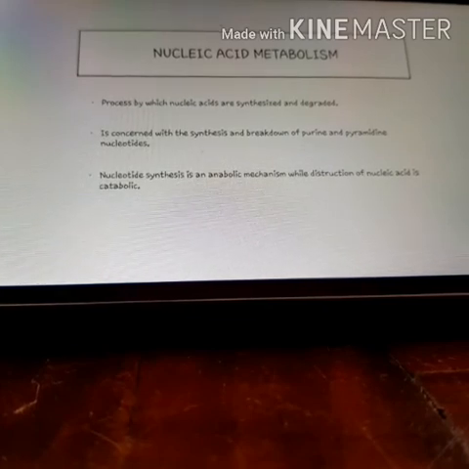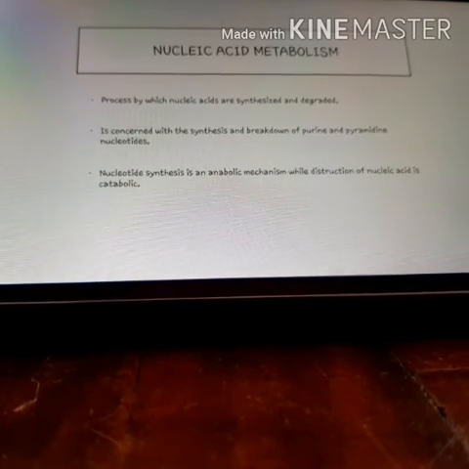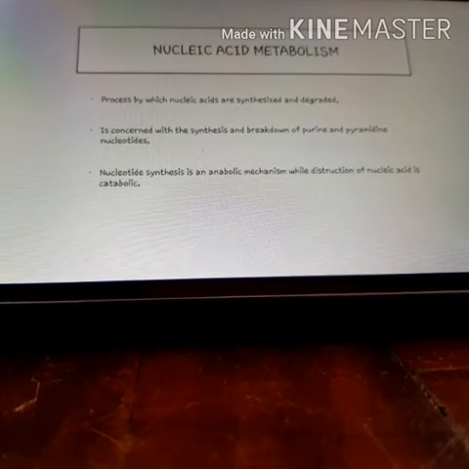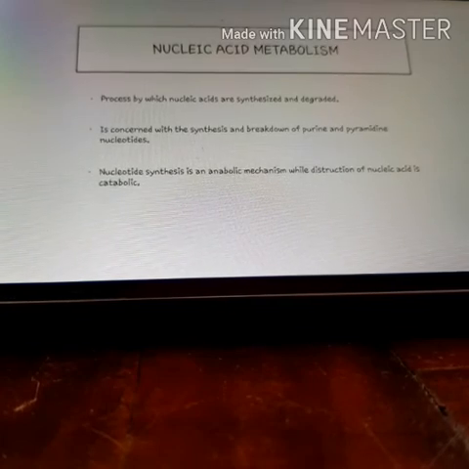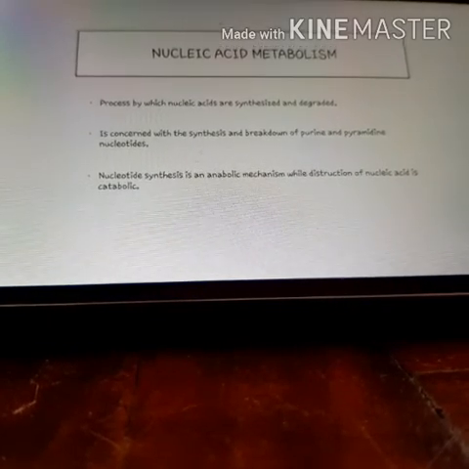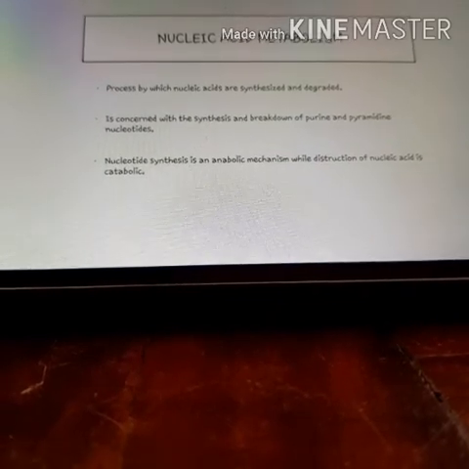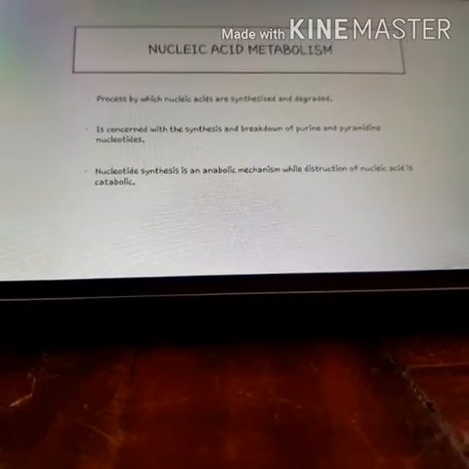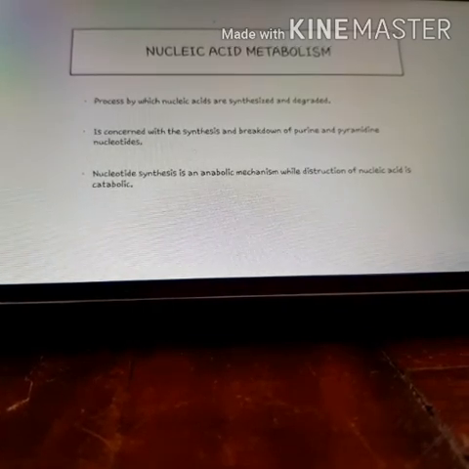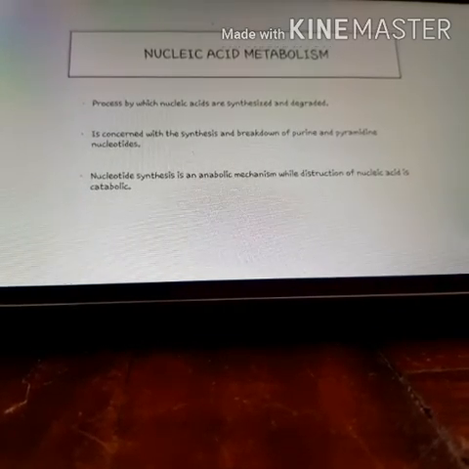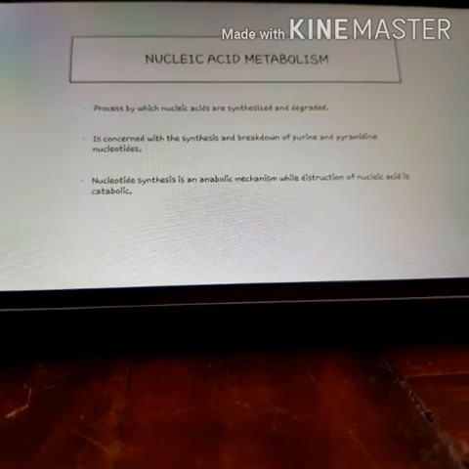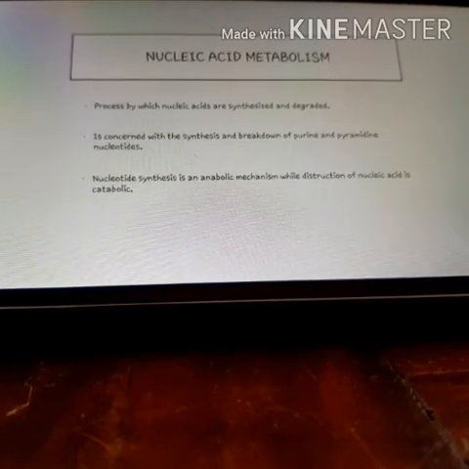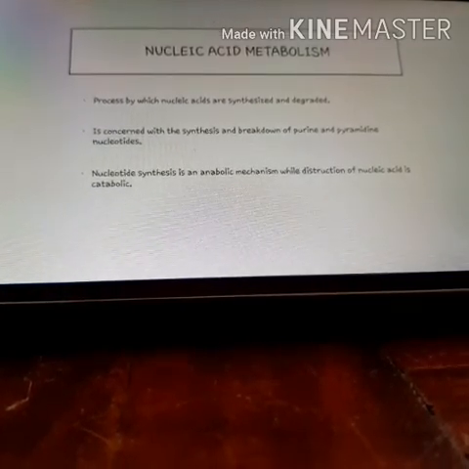So nucleic acid metabolism is a process by which nucleic acids are synthesized and degraded. It is concerned with the synthesis and breakdown of purine and pyrimidine nucleotides. Nucleotide synthesis is an anabolic mechanism, while destruction of nucleic acid is a catabolic reaction, wherein anabolic reactions involve the joining of smaller molecules into large ones.